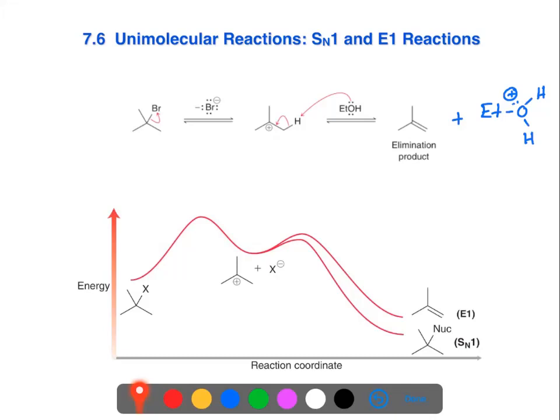And as you can see, the pathways for both substitution and elimination are identical up until the formation of the carbocation. It's at that point where we have slight differences in the energy barriers and differences in the relative energy of the final products. So both from a kinetic standpoint and a thermodynamic standpoint, the SN1 product will be favored.